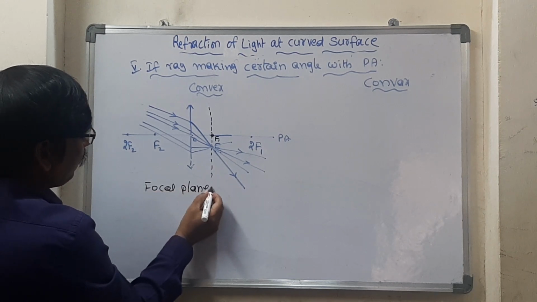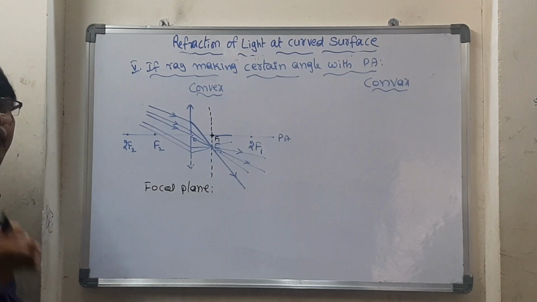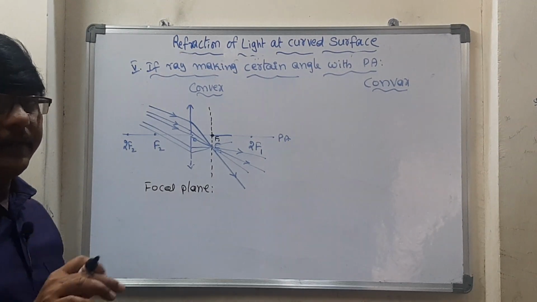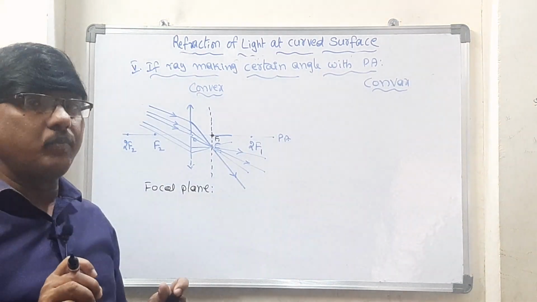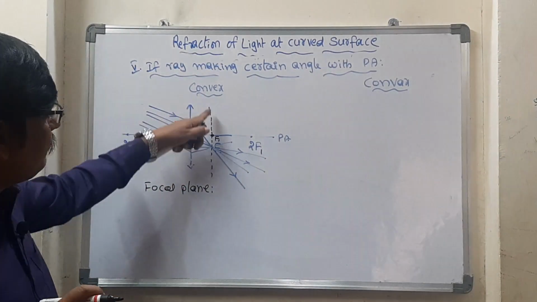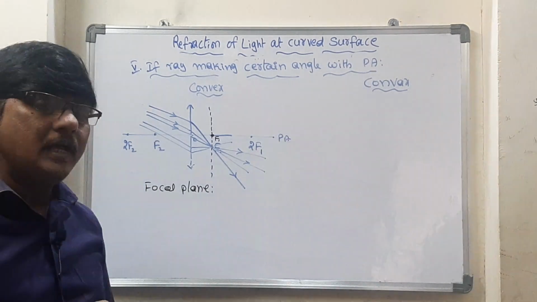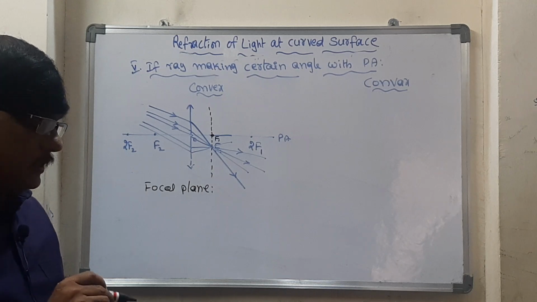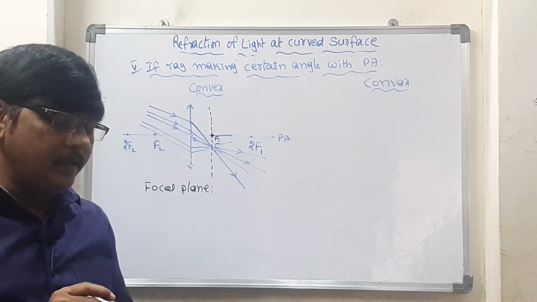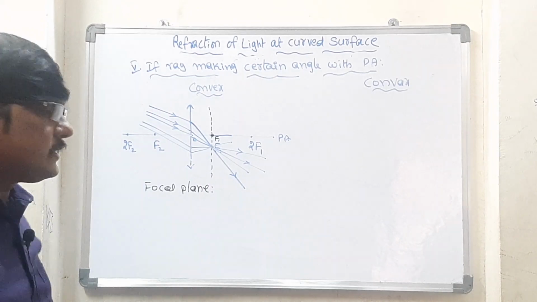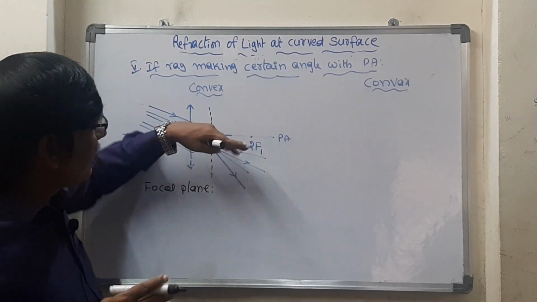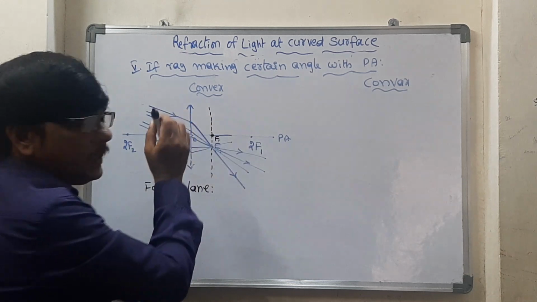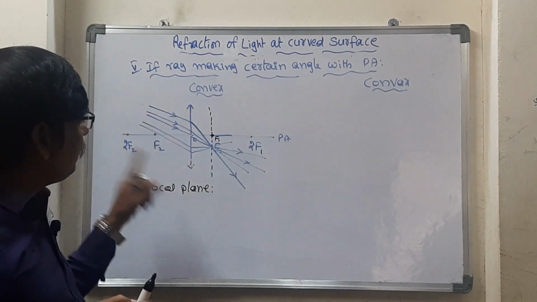What is meant by focal plane? The plane where all the refracted rays meet is called a focal plane. That focal plane we can generally notice at F1. And this focal plane is perpendicular to the principal axis. This is the principal axis, right, and this focal plane is perpendicular like this. Do you understand that? That is about a focal plane.